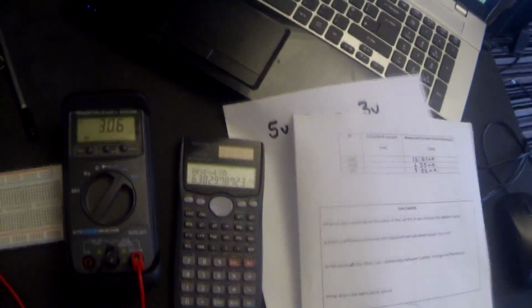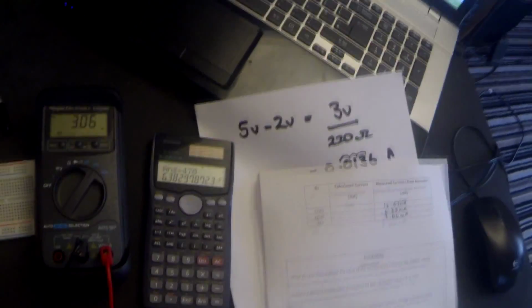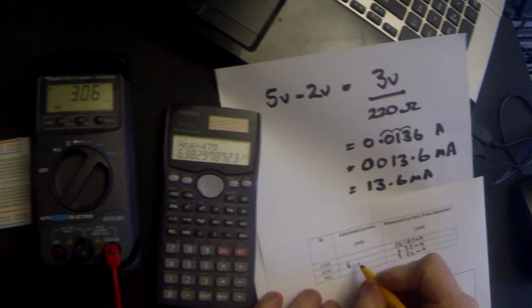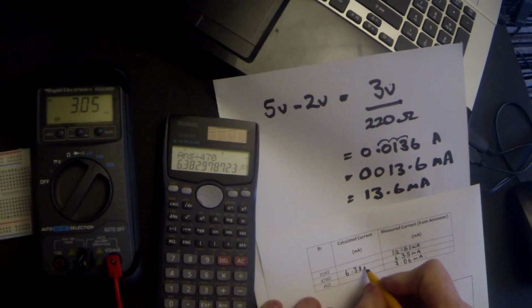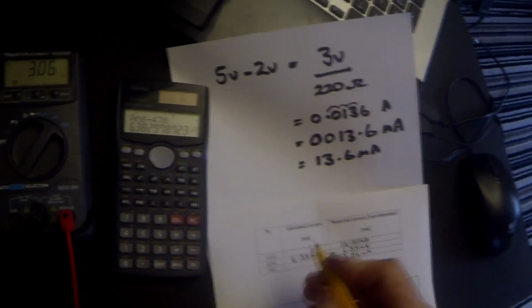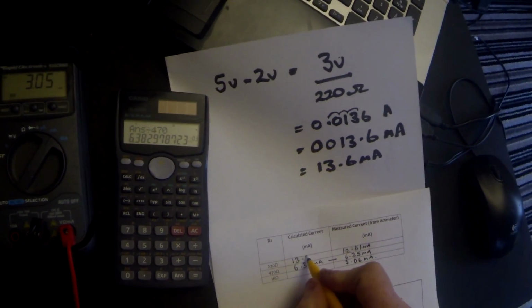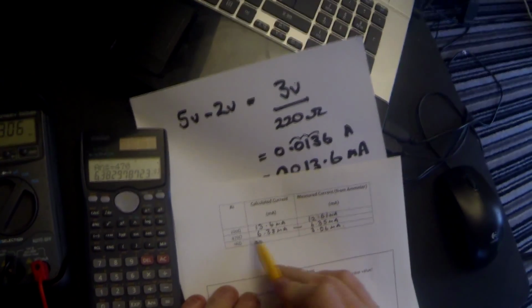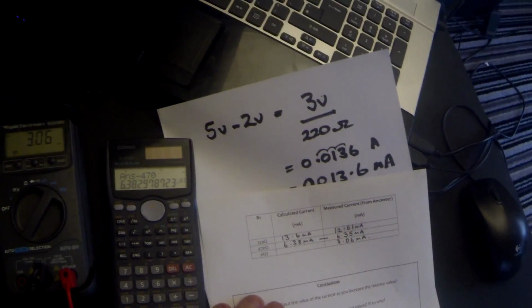So let's enter that into our table, which is 6.38 milliamps. And that is pretty close to the value that we had. I'm just going to enter in the top value as well, 13.6 milliamps. So the 470 ohm was only 0.03 milliamps out.